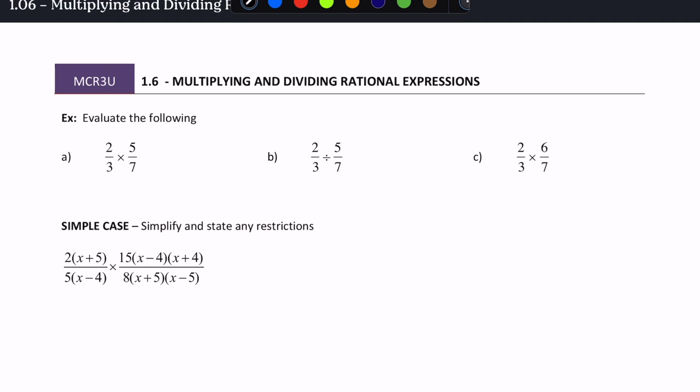Welcome back to another lesson in MCR3U. Today we'll be talking about multiplying and dividing rational expressions. So we'll start with a couple of warm-up questions here.